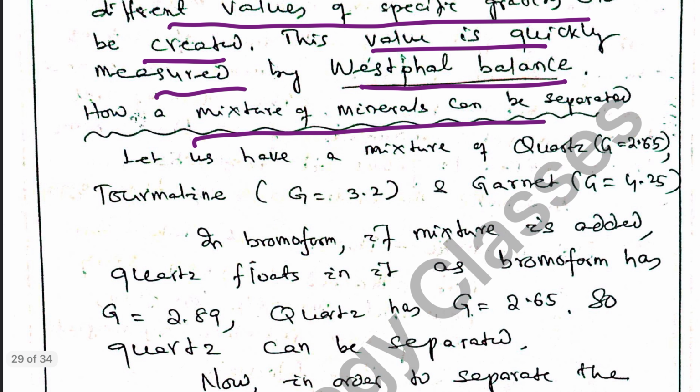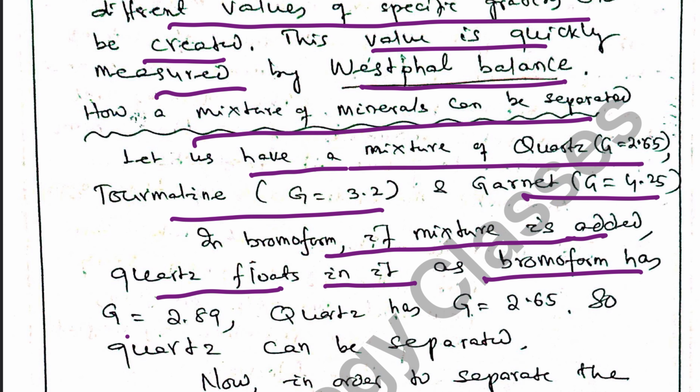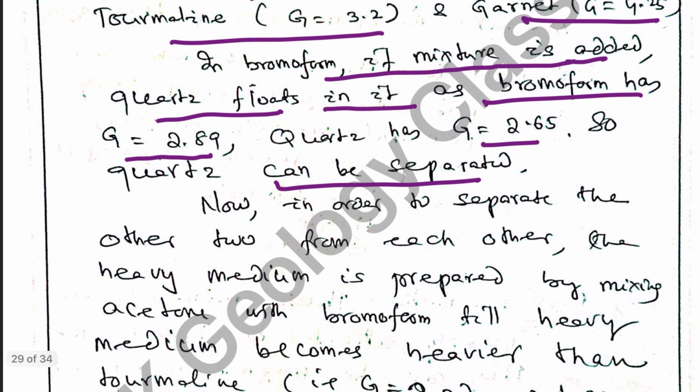So, how can a mixture of minerals be separated on the basis of specific gravity? Let us have a mixture of quartz 2.65, tourmaline 3.2 and garnet 4.25. This is a mixture of quartz, tourmaline and garnet. If the mixture is added to bromoform, quartz floats on it, as bromoform has specific gravity 2.89, quartz having 2.65. So, quartz can be separated well from the surface of the bromoform liquid.